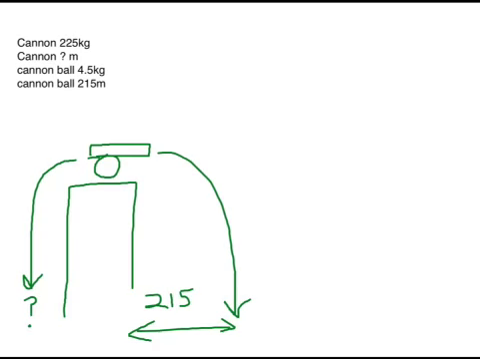Alright, we are looking at problem number 16 from the text. We've got a cannon that weighs 225 kilograms that, when fired, rolls backwards off this tower, and we want to know where it lands. We do know that a cannonball of 4.5 kilograms was fired out of the cannon and landed 215 meters away from the tower.